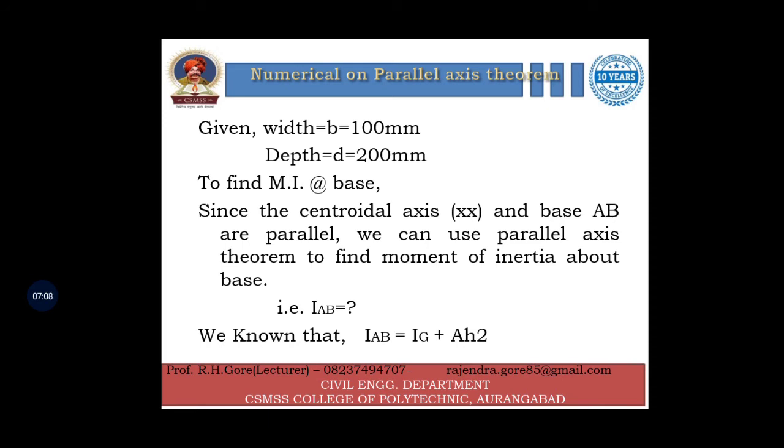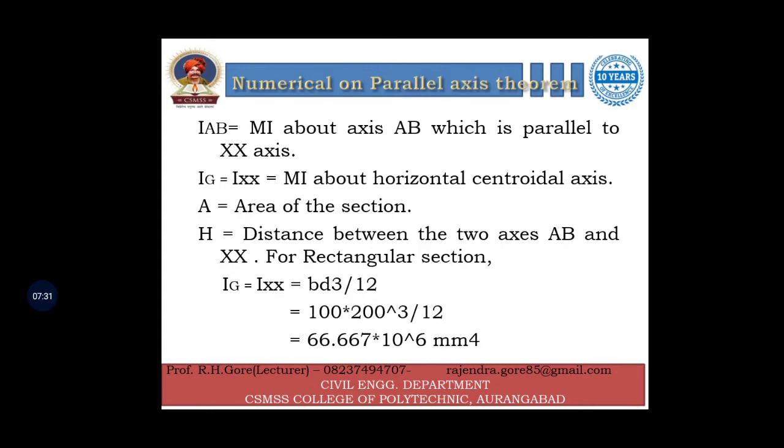So to find the moment of inertia about the base, since the centroidal axis xx and base AB are parallel, we can use the parallel axis theorem to find the moment of inertia about the base, that is IAB. By using parallel axis theorem, IAB is equal to Ig plus A into H square. IAB is moment of inertia about AB axis which is parallel to XX. Ig is moment of inertia about horizontal centroidal axis. A is area of section and H is distance between two axes, that is AB and XX.